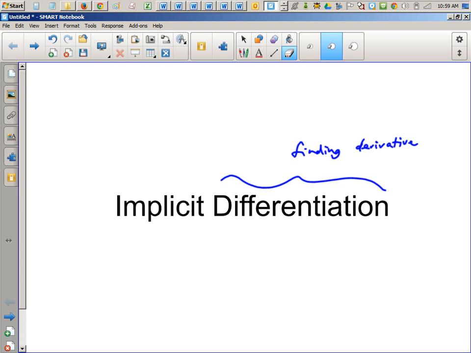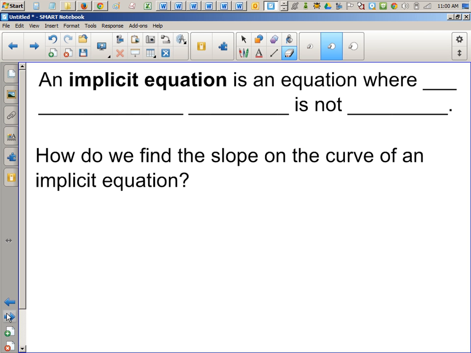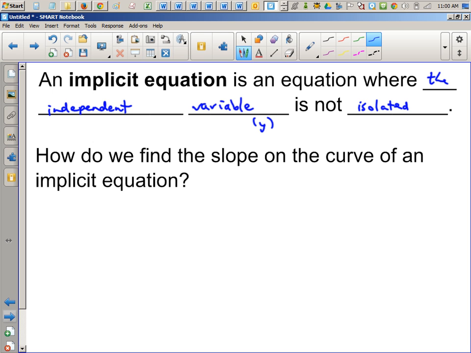So if you explicitly say something, it means you didn't imply it. You weren't just implying it, like hint, hint. You were explicitly stating it. You're very clear, right? So it means actually the same thing in math. An implicit equation is one where the independent variable, usually y, is not isolated. Okay? When the variable is not isolated. And then I'll write some examples for you.